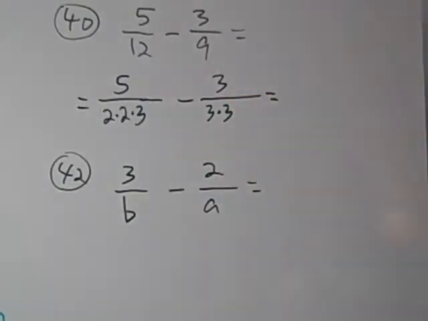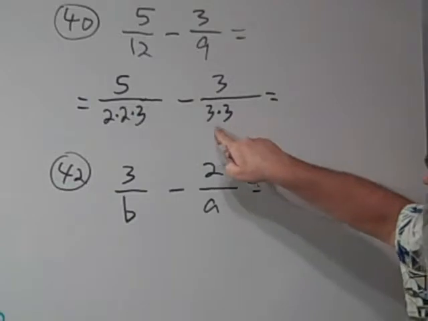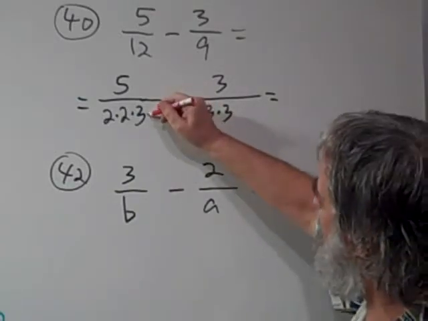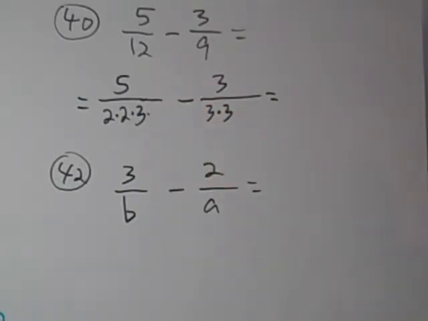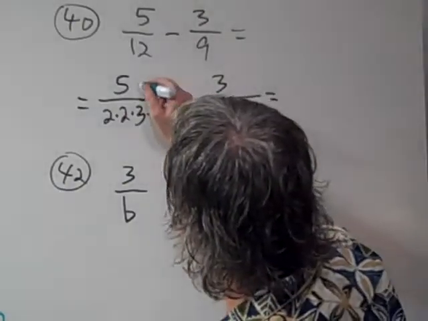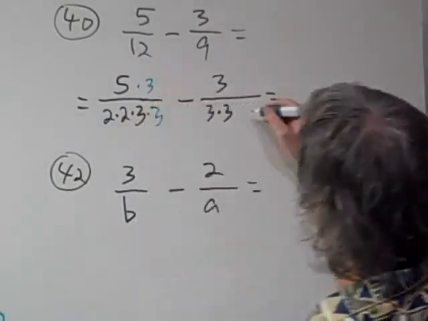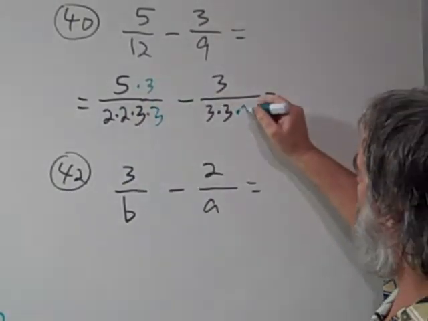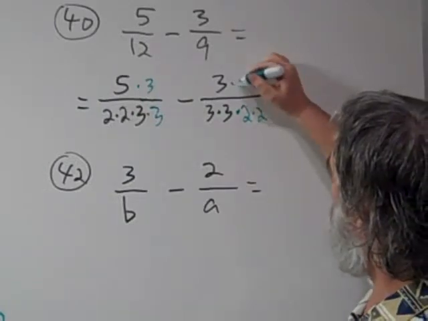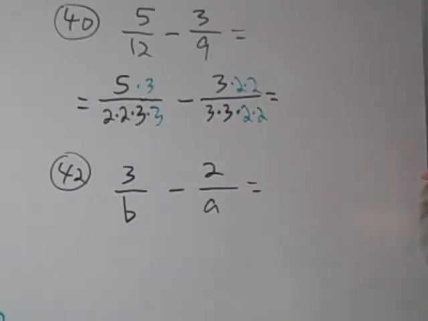So you can see that the first denominator is short a 3. This has 2 3's, this only has 1. So we need to give this one an extra 3 here and up here. And this denominator is missing a couple of 2's, so we have to give it 2 times 2, or 4.